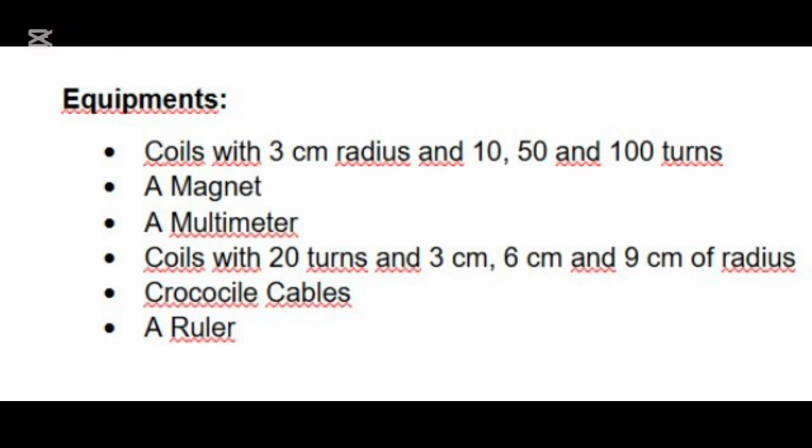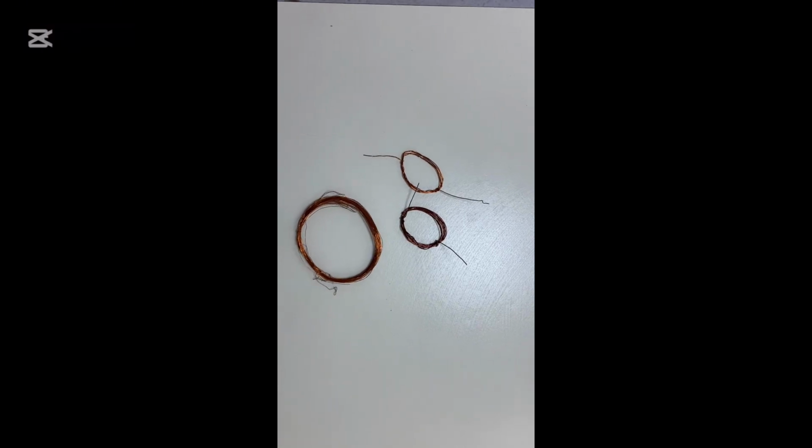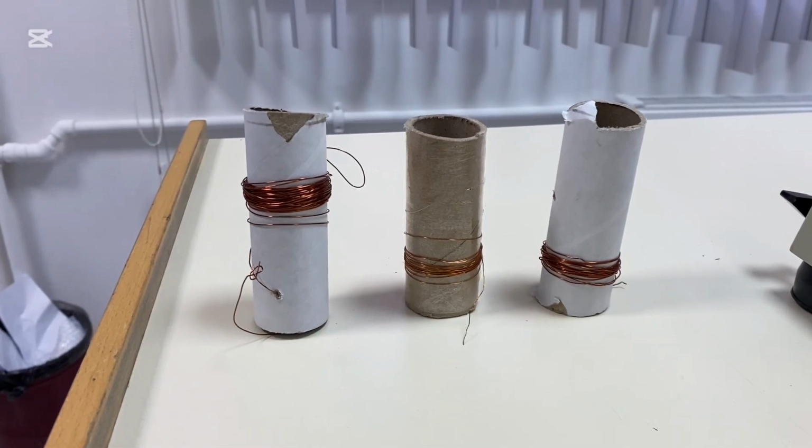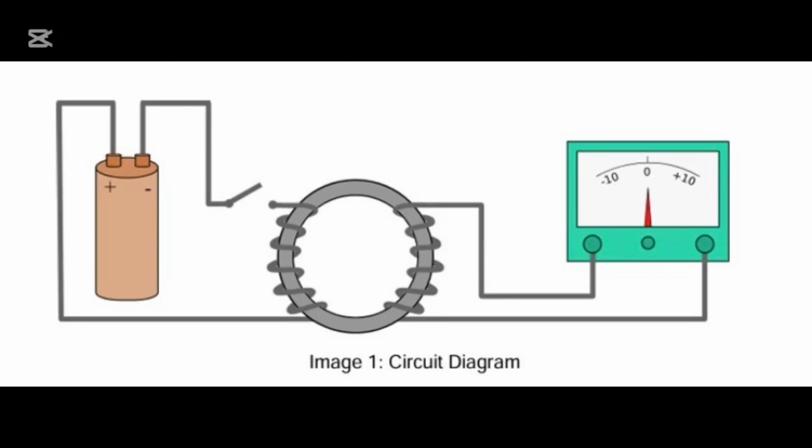For phase B, I used coils with a constant 20 turns, but varying radii of 3 cm, 6 cm, and 9 cm. To generate a change in magnetic flux, I used a magnet, which was dropped through the coils from a consistent height to ensure uniformity. For measuring the induced electromotive force, I used a multimeter, which was connected in series with the coils using crocodile cables. These cables made it easy to connect and reconnect the coils as needed during the experiment. And these are the coils for my project. This is my basic setup image of my experiment.